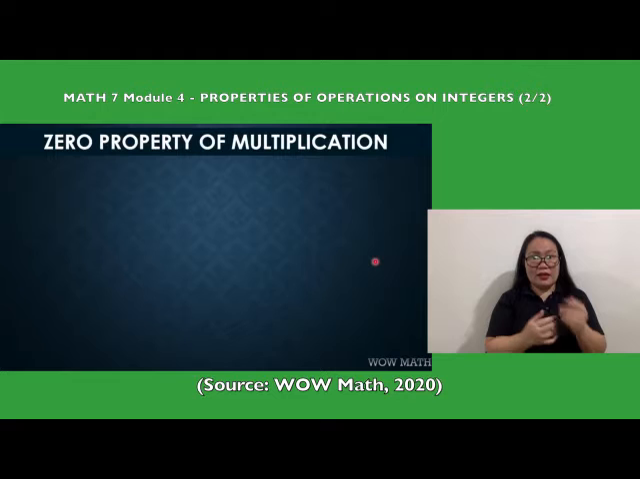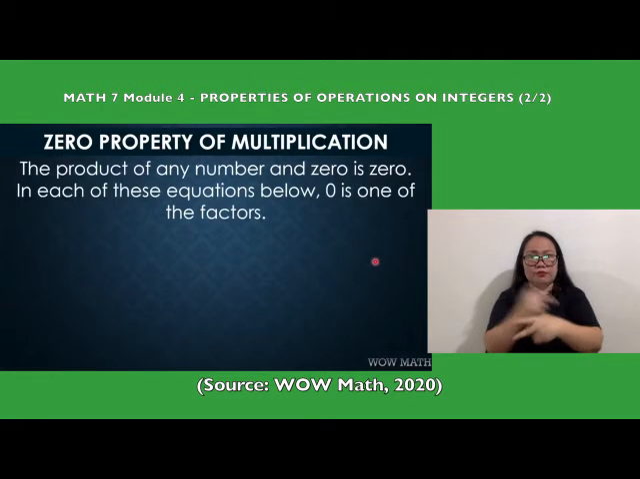Okay, so let's have the zero property of multiplication. The product of any number and 0 is always equal to 0. So, in each of these equations below, 0 is one of the factors. So, ibig sabihin, kahit ano daw i-multiply natin sa number, kapag minultiply natin siya sa 0, the product is always 0. That's why it is called zero property.